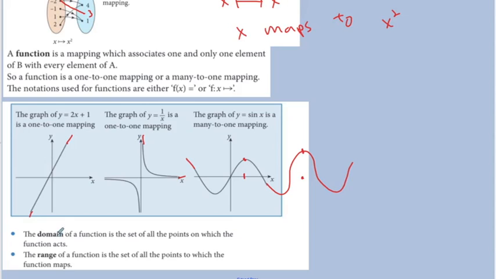And again, the domain of a function is the set of all the points on which the function acts. Meaning, how it goes. The range of a function is the set of all the points which the function maps. So if I put in something, that's domain. If what I get out, that's my range.